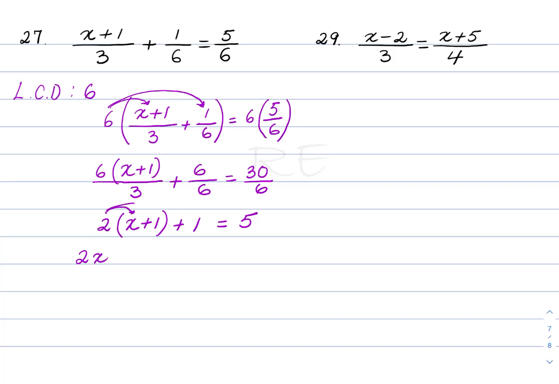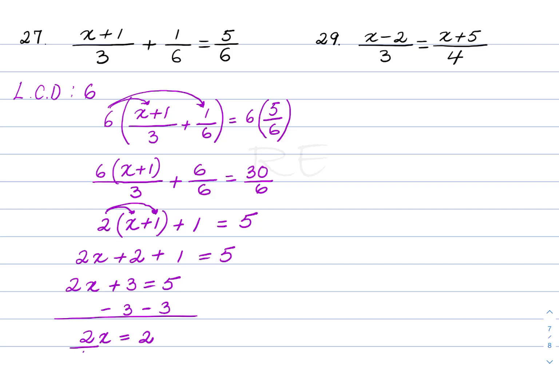Distribute again. 2 times x, 2x. And 2 times 1 is 2. Plus 1 is equal to 5. 2x plus 3 is equal to 5. 2 plus 1. Minus 3 from both sides. 2x is equal to 2. And when we divide by 2, x is equal to 1.